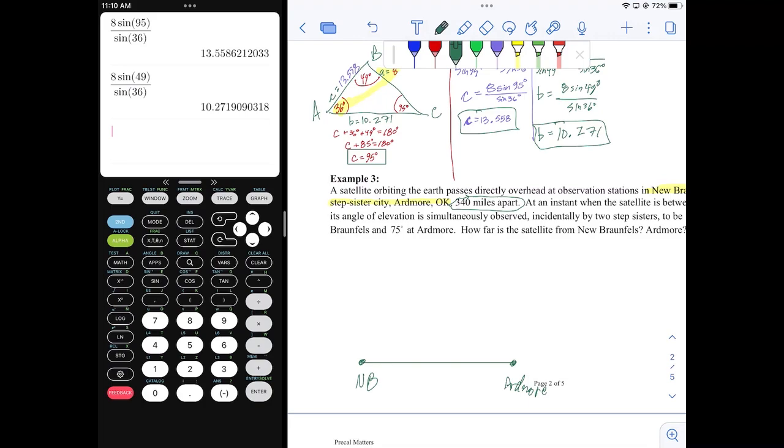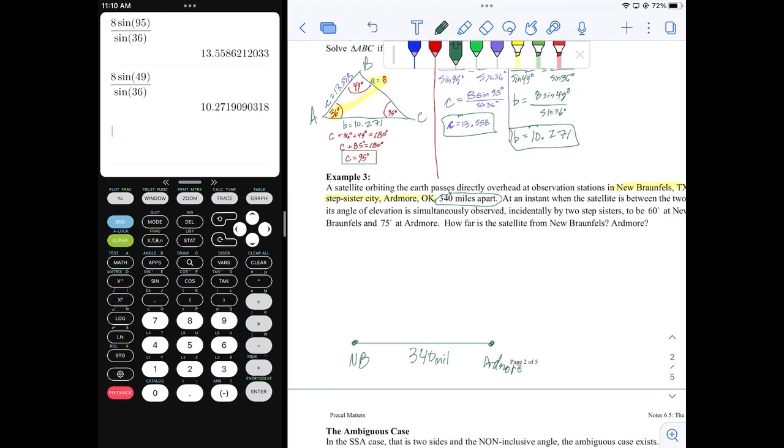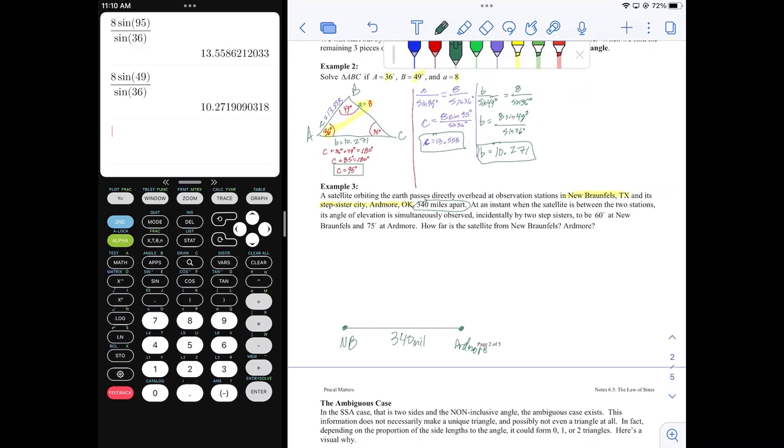And I know the Earth is curved, but for simplicity, we're going to say that it's a straight line distance, and it's 340 miles. At the instant when the satellite is between 2 stations, its angle of elevation is simultaneously observed, incidentally, by 2 stepsisters in 2 cities, to be 60 degrees in New Braunfels and 75 degrees at Ardmore. How far is the satellite at that moment from both of them?